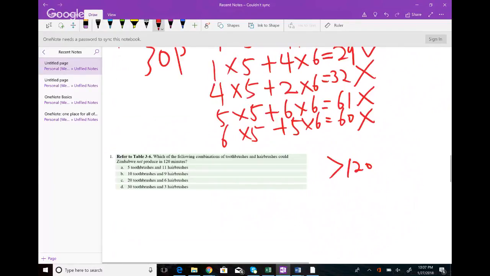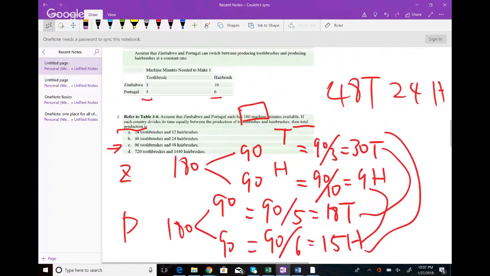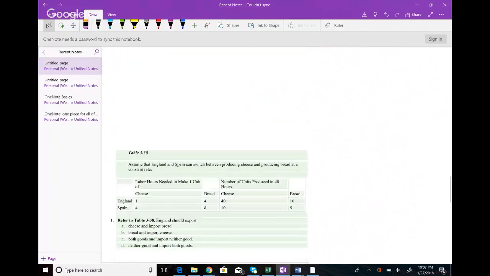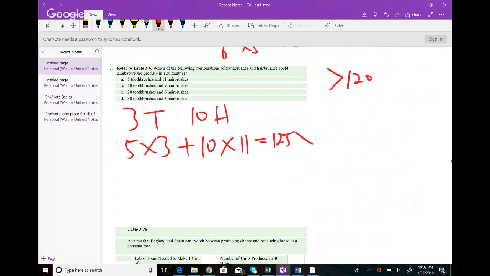Now for Zimbabwe, what's the number for Zimbabwe? So 3 minutes for toothbrush, 10 minutes for hairbrush. All right, so let me write it over here. And then for the first combination, we're going to do 5 toothbrush, 3 minutes each, plus 11 hairbrush, 10 minutes each. So that will be 125, which is not possible. That is more than 120. So that might be a good answer.